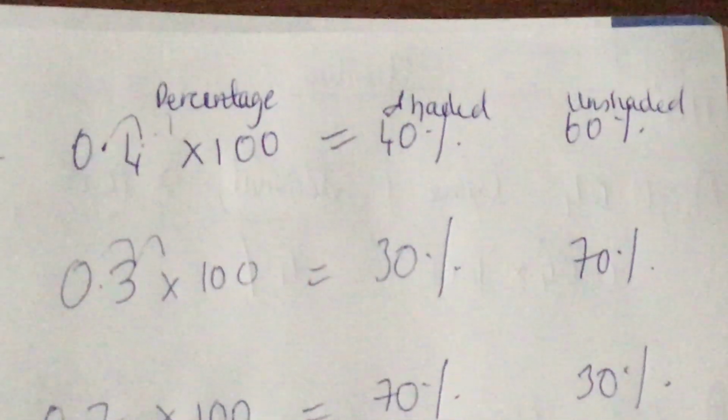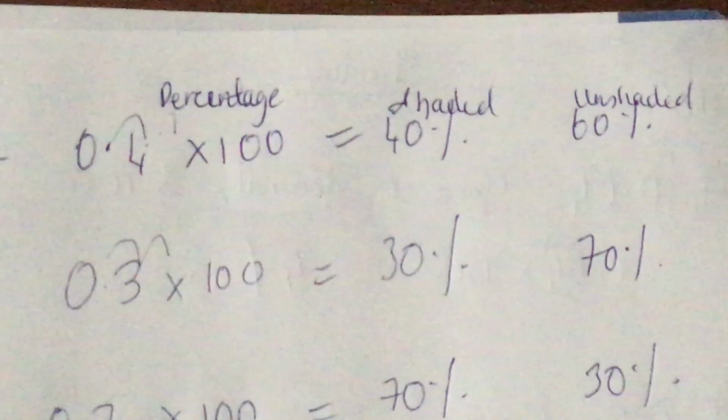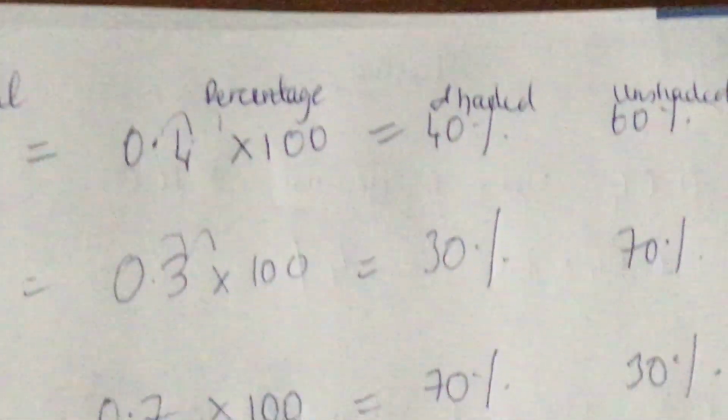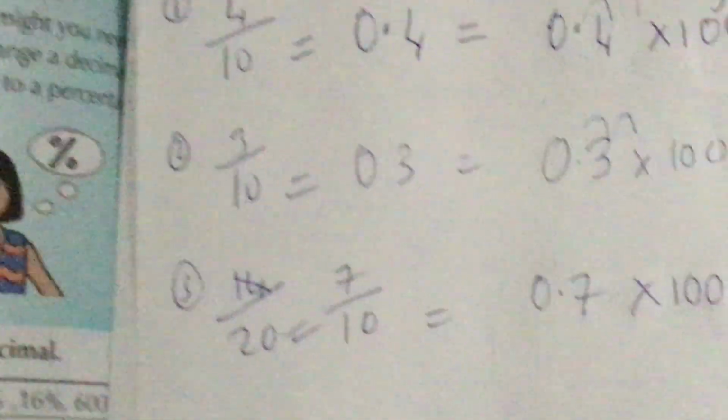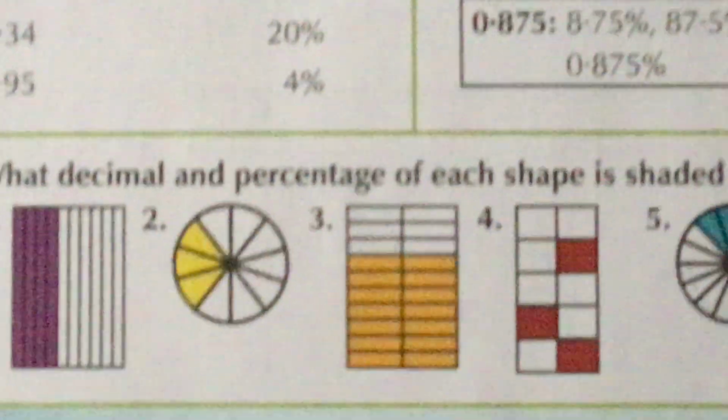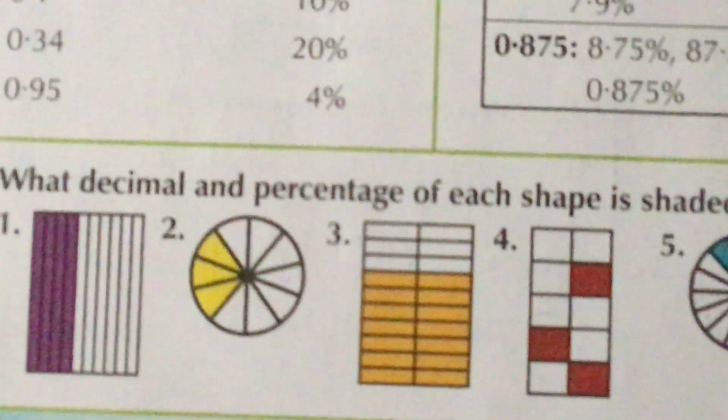So 60 and 40 add up to 100%. So that's how you know the unshaded is 60%. You take 40 away from 100, a total of 100%. Okay, guys? Next, we have 3 out of 10 that are shaded.